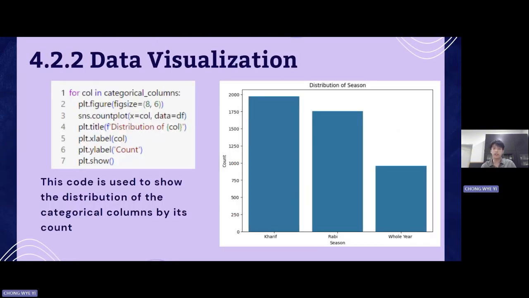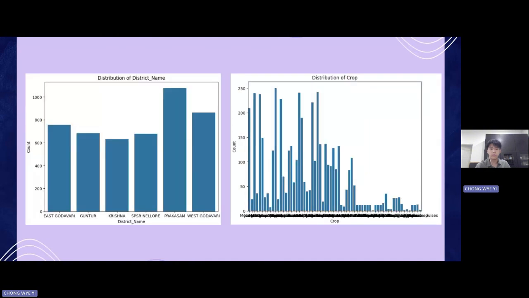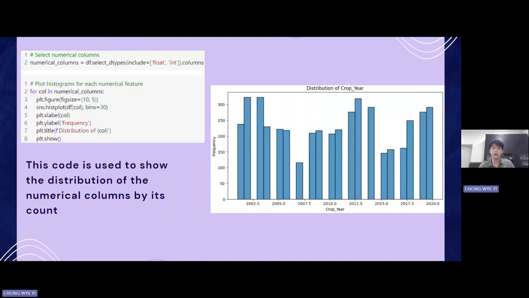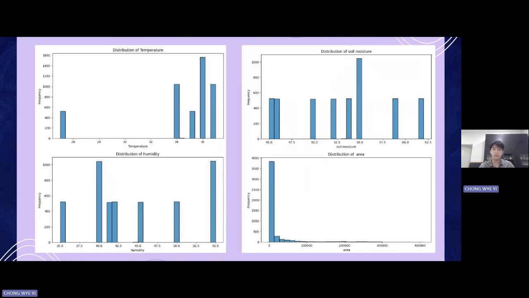Continuing with the data visualization, this code shows the distribution of categorical columns by their counts. These are some samples of the distribution graph. And continuing with the distribution of the numerical columns, this is the code used, and these are some samples like the crop year, temperature, moisture, area, humidity.